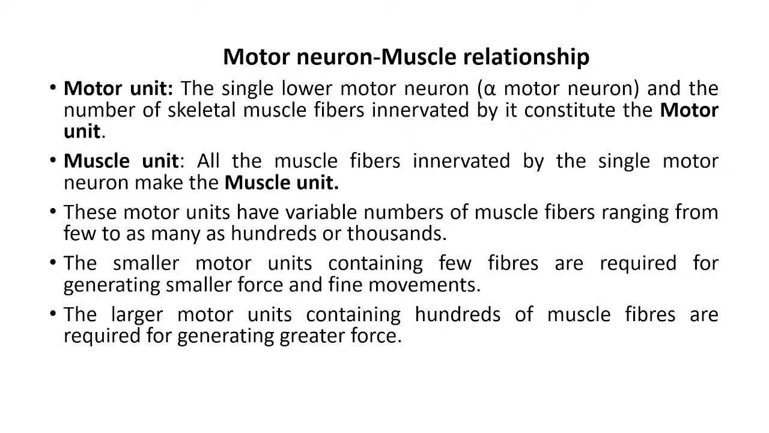What is a motor unit? By definition, it is the single lower motor neuron. I am talking about the lower motor neuron. If you are missing the term lower motor neuron, then that doesn't make the motor unit. So the single motor neuron, mainly the alpha motor neuron, and the number of skeletal muscle fibers innervated by it makes the motor unit. Now go in reverse, and you will understand the concept of muscle unit.